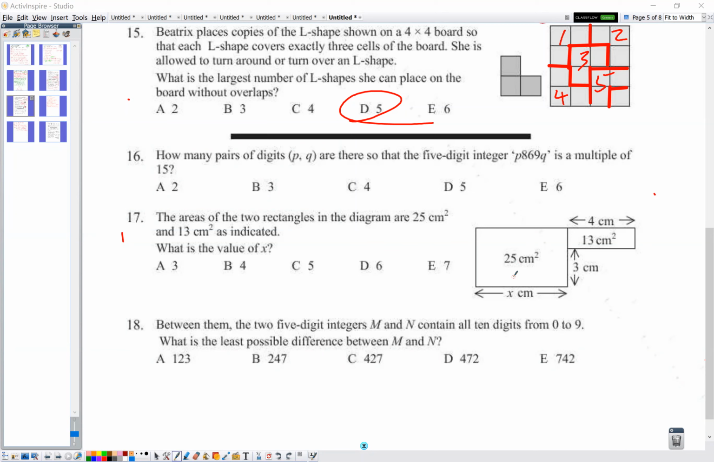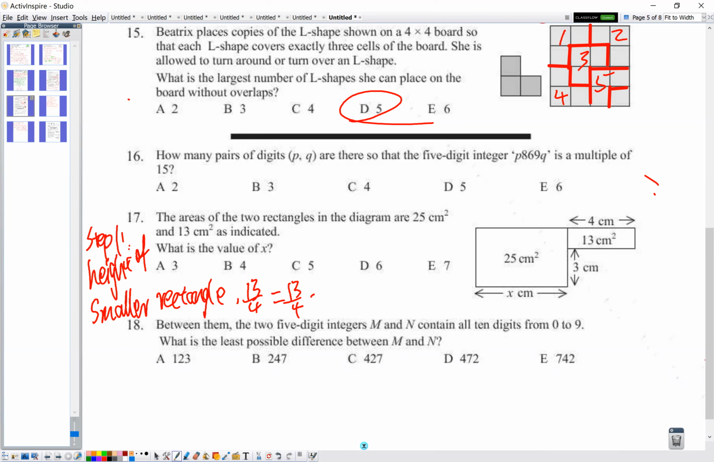So look at this. The question asks you for the height of the smaller rectangle. The height of the smaller rectangle here. Some answers, 3 different answers: B, C, E. We have 3 different types of answers for question 17. So look at the steps here. Step 1: we can find out the height of the smaller rectangle. It is 13 divided by 4, so it will be 13 over 4 centimeters.